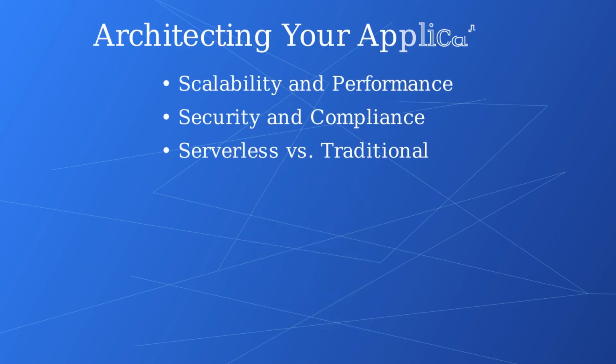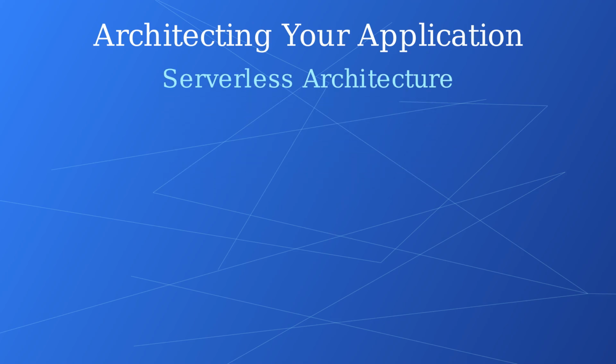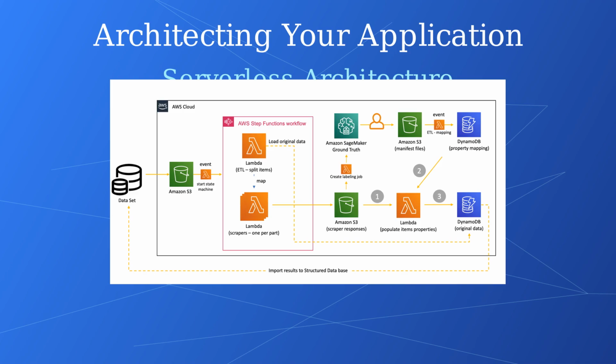Next, architect your application considering factors like scalability, security, and performance. You'll need to decide on the best infrastructure approach for your specific needs. Modern web app development often involves serverless architectures, which allow you to build and deploy applications without managing the underlying infrastructure. For example, on AWS, you can set up a workflow using services like Lambda, Step Functions, and DynamoDB to process data without provisioning servers. The infrastructure scales automatically based on demand.